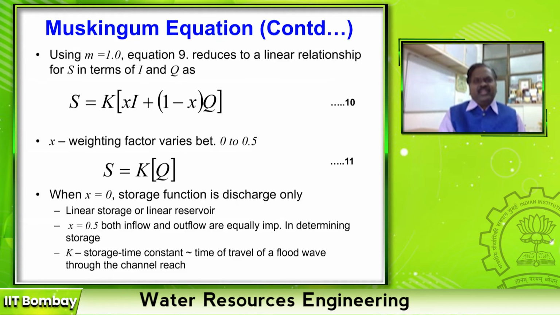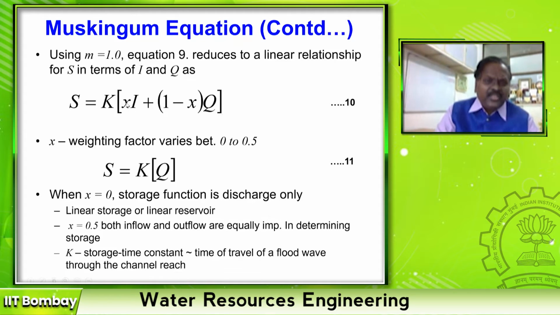The first assumption they made is that the relationship between storage and inflow and outflow is linear. That means m is equal to 1. Then straight away S equals K times [x I plus (1 minus x) Q]. And then they assumed that this weighting factor x and K, the storage constant, are not functions of flood. They are functions of channel characteristics. Whether the flow is normal flow or flood discharge, this K and X can be estimated prior to a flood and kept as a ready reference, right?